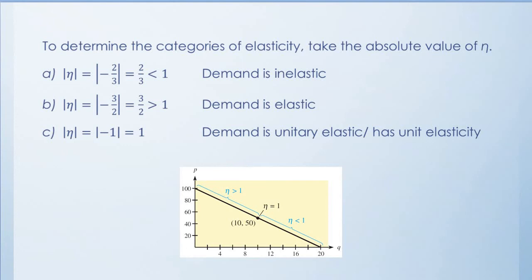For B, the absolute value of negative 3 over 2 gives positive 3 over 2, or equal to 1.5, which is greater than 1. Then we can conclude that the demand is elastic. And the absolute value of negative 1 is equal to 1. Therefore, we can conclude that the demand has unit elasticity.